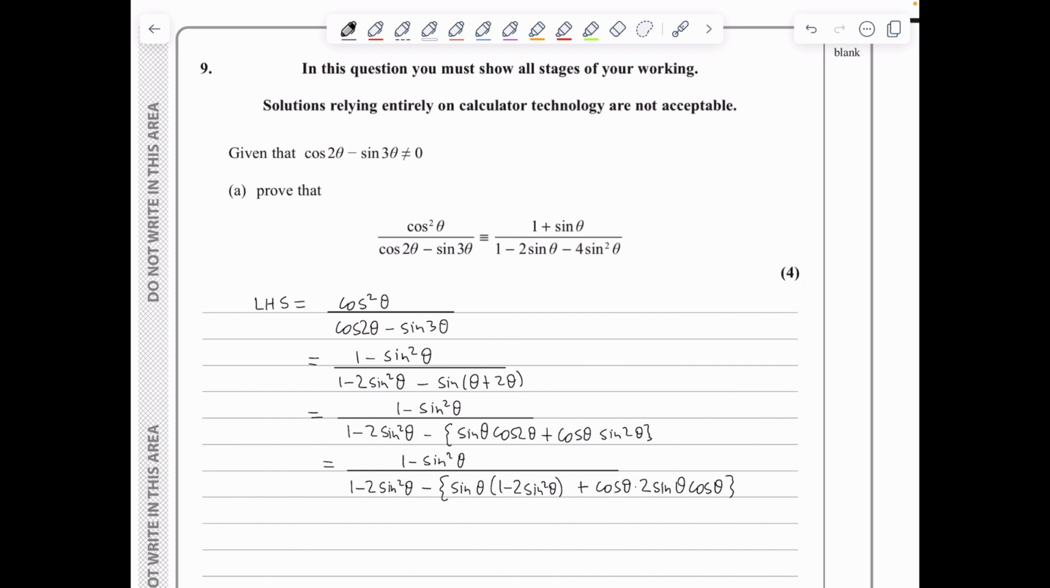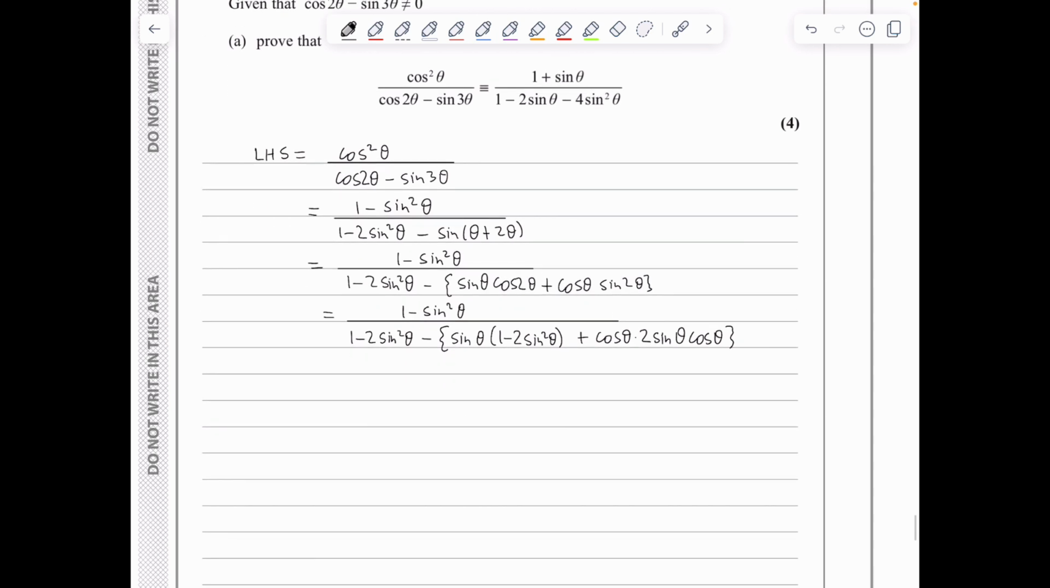So at least now I'm only dealing with thetas. The problem is that I have cos theta and sine theta. So let's see where the simplifications will take me. I've got 1 minus sine squared theta in the numerator still. And in the denominator, we've got 1 minus 2 sine squared theta minus the sine theta minus 2 sine cubed theta plus 2 sine theta cos squared theta.